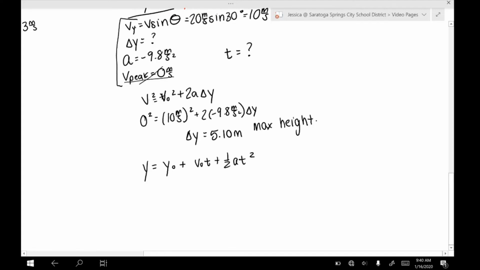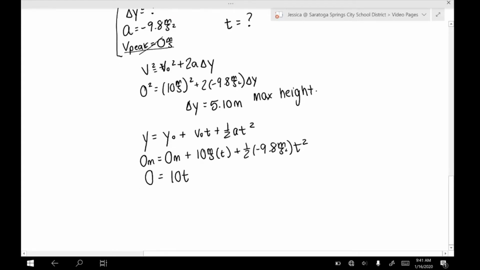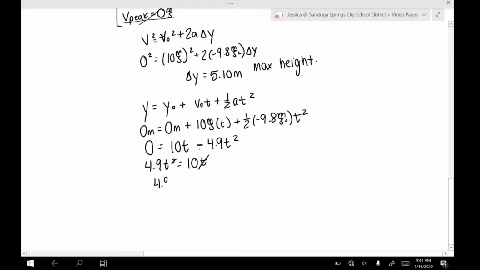Well, if I'm just about to land to find my total time, my final position is 0. My initial position is on the ground, so that's also 0. Then I have 10 meters a second times time plus 1/2 negative 9.8 meters a second squared times time squared. So this gives me 0 equals 10t minus 4.9 t squared. So I can move the 4.9 t squared. Okay. A t variable can cancel, so I'm left with 4.9 t is 10. Divide both sides by 4.9. And I get my time is about 2.04 seconds. And again, that's total time.